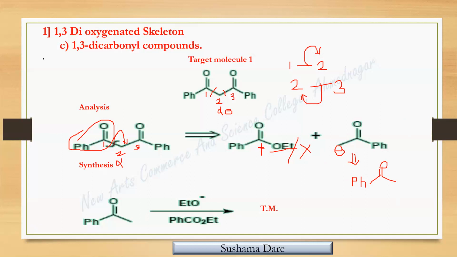Now the synthesis part. In this acetophenone, this proton is abstracted by base, as it is an alpha proton. The alpha proton is readily abstracted by the base like this, and you get a negative charge here. Once you get a negative charge here, it attacks the carbonyl carbon and the OEt group departs. It gives the target molecule.